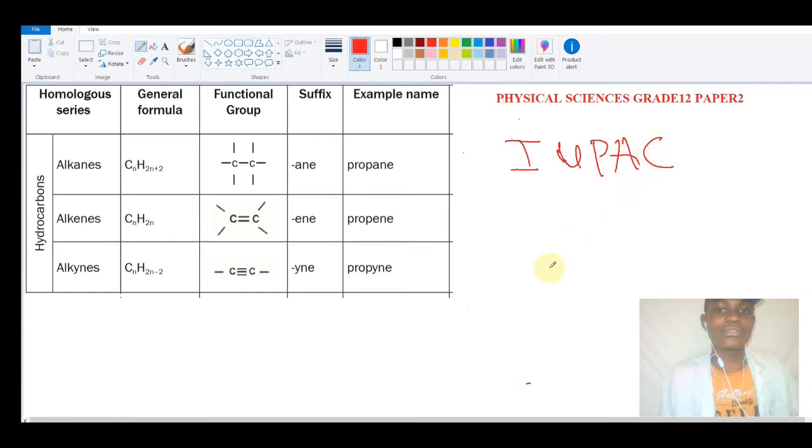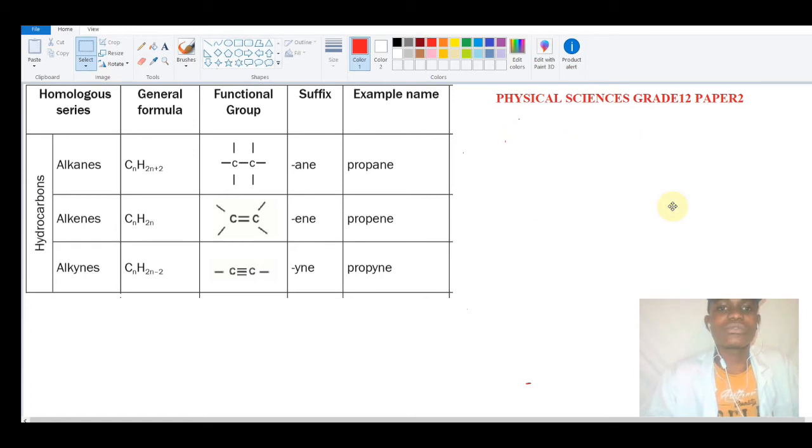IUPAC is an international method of naming. If you go to India, China, or the USA, you are going to find them using this same method that we are using here, which stands for International Union of Pure and Applied Chemistry. So without any waste of time, let's get to naming.